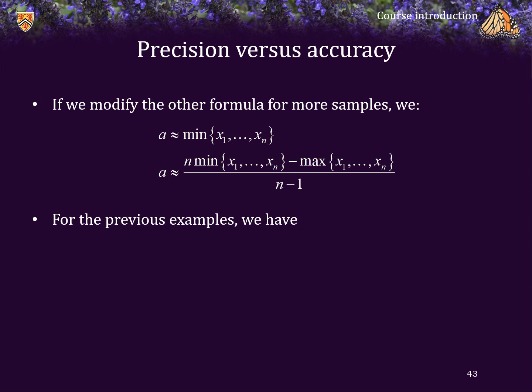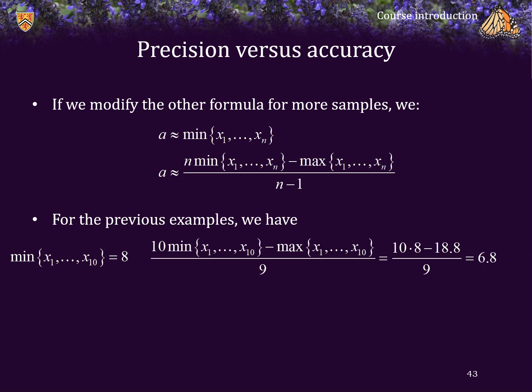Looking at our previous examples, when we sampled 10 times, the minimum of those values was 8. If we take 10 times 8 minus the maximum in the 10 samples, and divide all of that by 9, we get 6.8. 6.8 is a better approximation of the lower bound 5 than the original minimum. Still not a great one, but better.